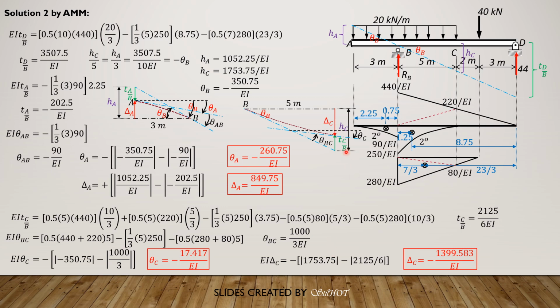And finally, delta C is negative of the absolute value of delta sub C minus the absolute value of the deviation of C relative to B. So computing delta C is negative 3099.583 over EI, just like the third solution by conjugate beam method.